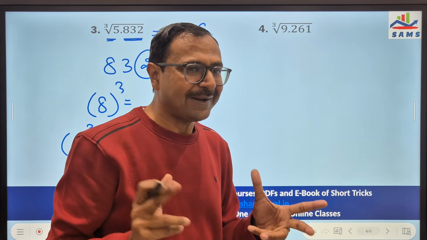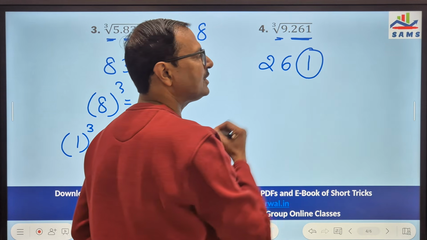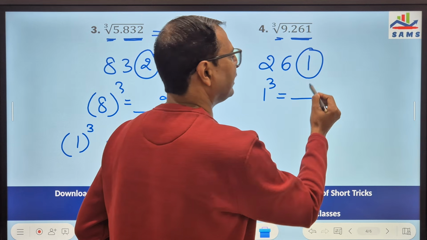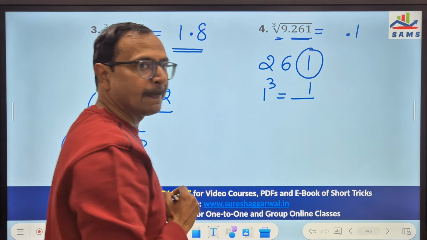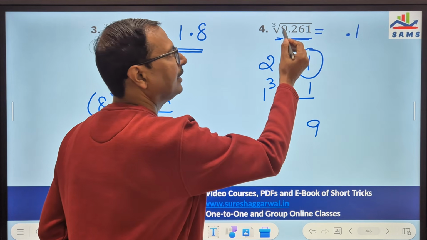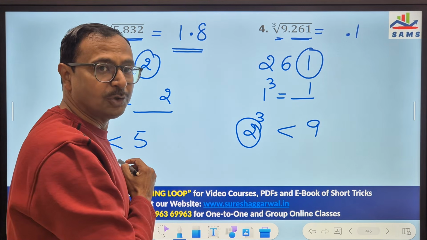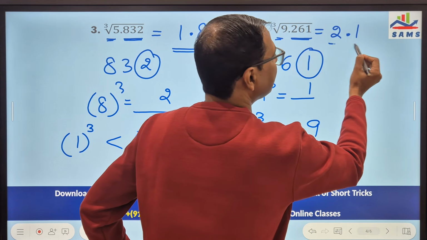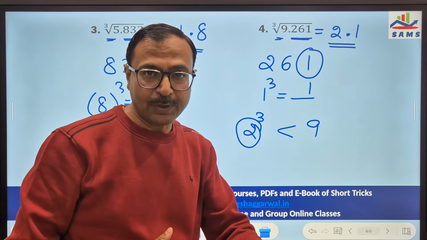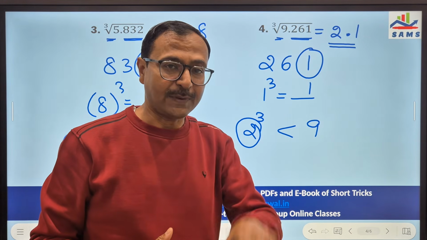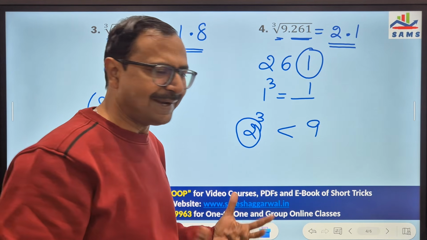Things are getting easier now, right? Let's see this: 9.261. So 261 ends in 1. Only 1 cube ends in 1, right? Because it is 1 itself. And so your answer is 0.1. And what about the remaining part? It is 9. And 9 is greater than 2 cube, which is 8. So 2 is the number before the decimal, and your answer for the question is 2.1. So if you do 2.1 times 2.1 times 2.1, you will get 9.261 as the answer, or the cube root of this number is 2.1. Easy, right?